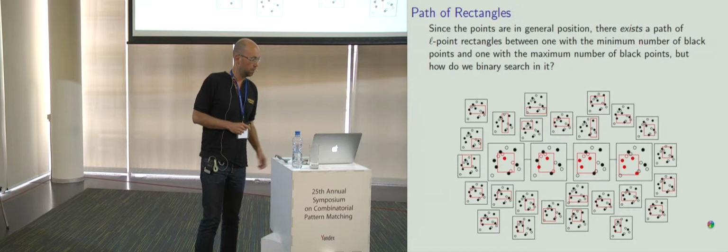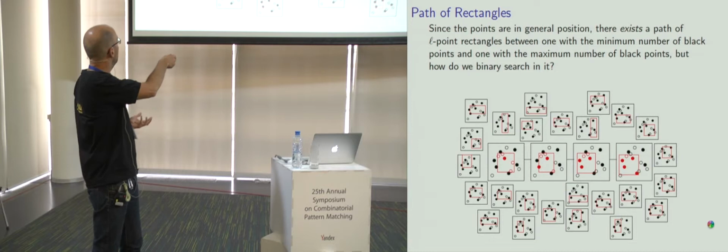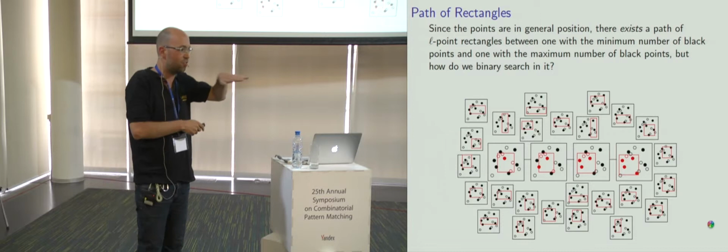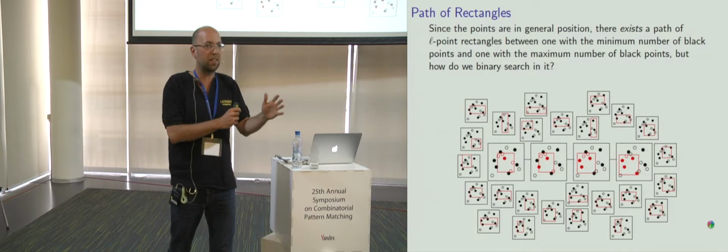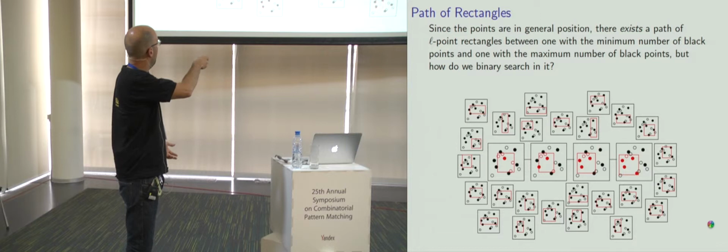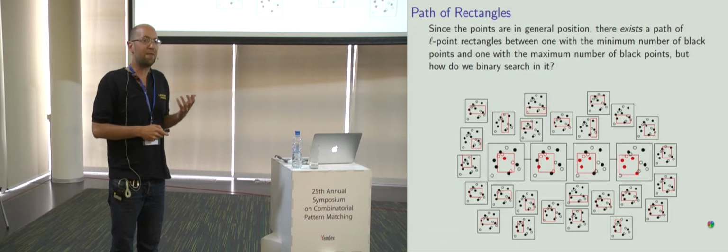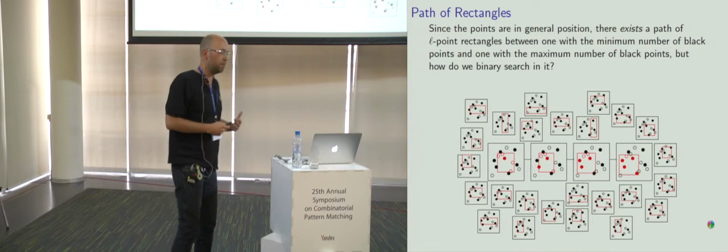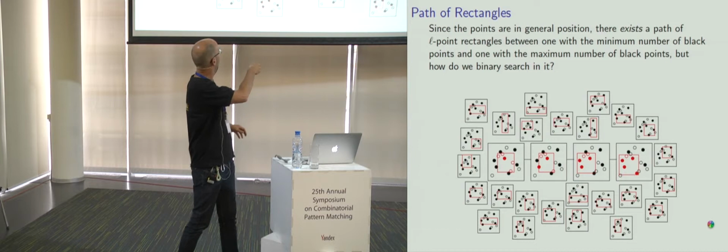So the idea about paths still works. Here is the minimum number of black points, and here's the maximum number of black points if I'm looking for 5 points. And I can slide this red rectangle around, adding a point, then deleting a point, adding a point, deleting a point, such that I always have 4 points. And so there is a path going from the min number of black points to the maximum number of black points. The question is, how do I find it? How do I search in it? Because you've got lots of rectangles. So the basic idea is still kind of working, but the problem is how do you store this path easily in small space such that you can do fast query time?